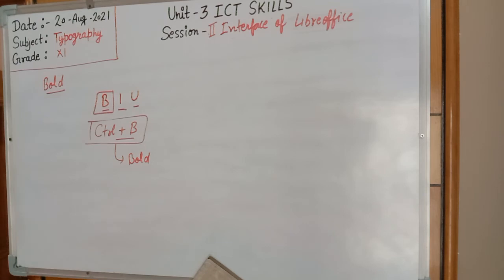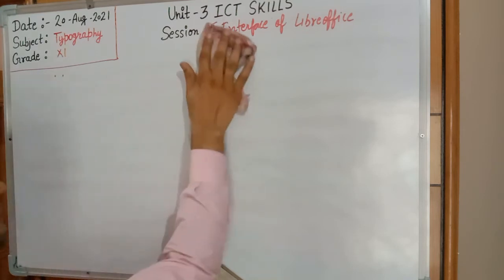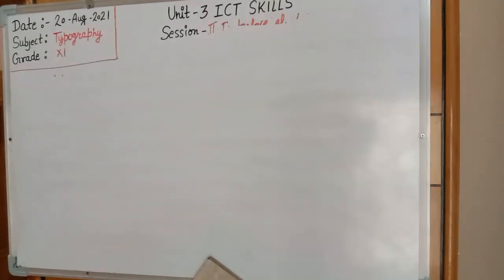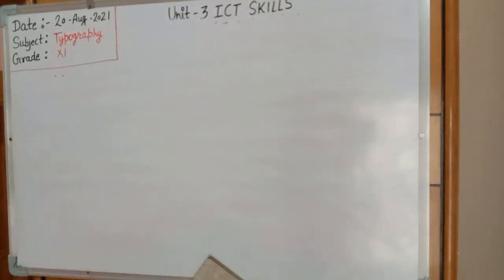So this is all about the interface of your LibreOffice tool. Now the next section is related to saving a Word document or printing a Word document. How to save or print a specific Word document, we will continue in the next session. For this session we have covered session 1 and 2. Session 1 was related to ICT skills, in which we covered the advantages, and in session 2 we covered the interface of your ICT skill software, that was LibreOffice.